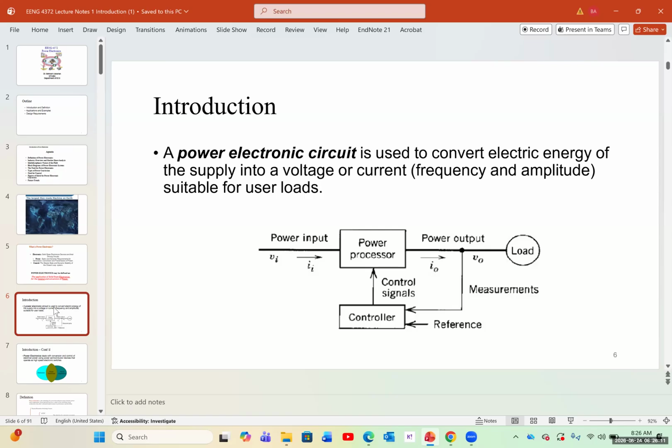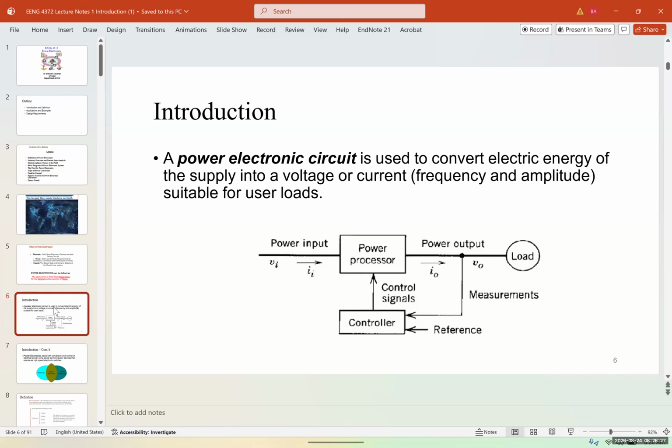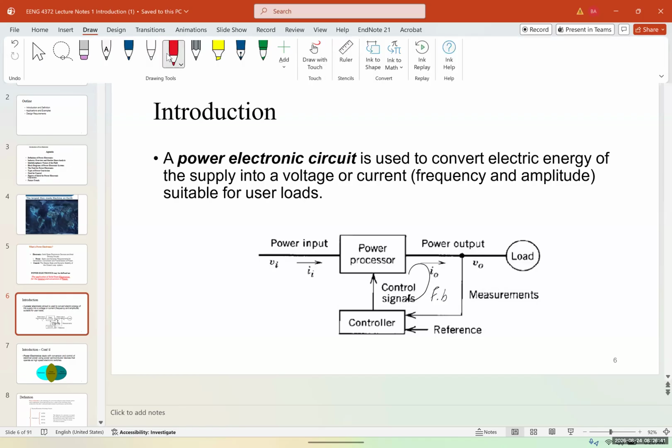Now, this is a good graph image. We usually have a power input, the power processor, the power output, which is connected to the load. And a power electronic system usually has a feedback, which is connected to the controller, which controls the signal. So we have the feedback loop as well. And I'll explain the feedback loop actually is a very important part of this.